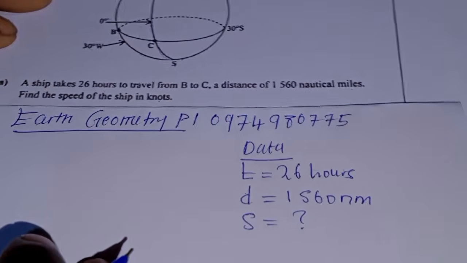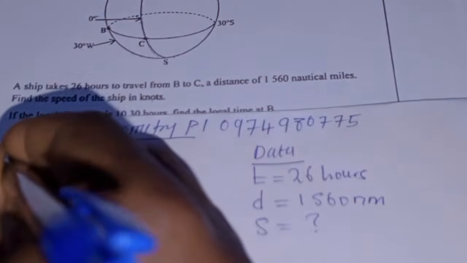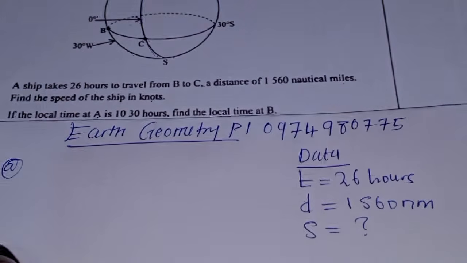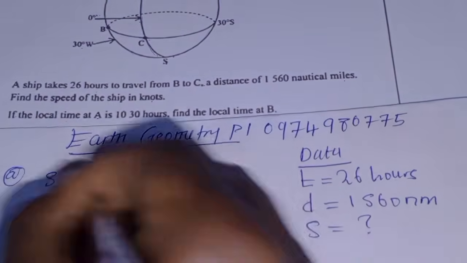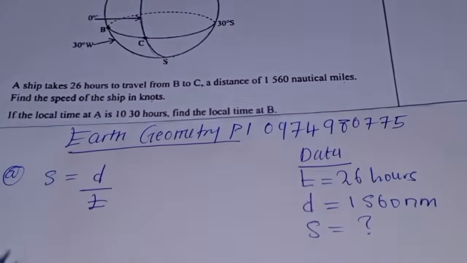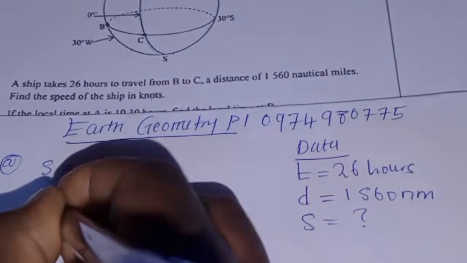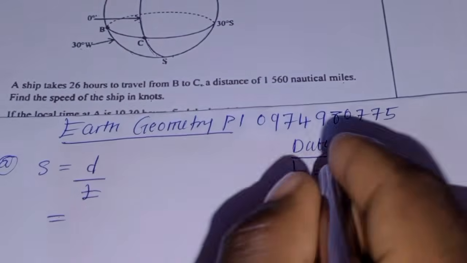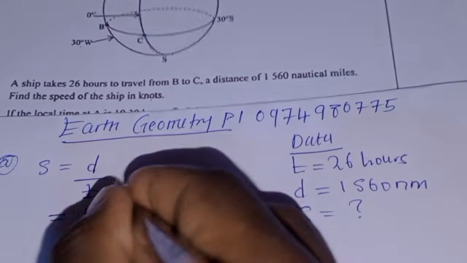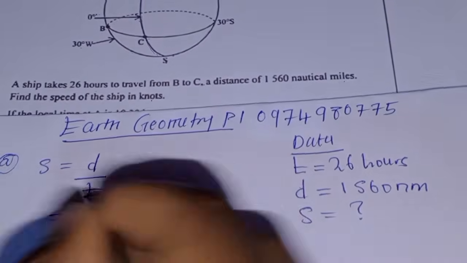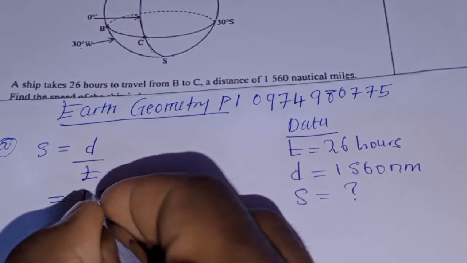So based on the data that we have, we can form a formula, which is speed is equal to distance over time taken. Speed is equal to distance traveled over time taken. So the distance that was traveled was actually 1,560. We are dividing by the time taken, which is 26.